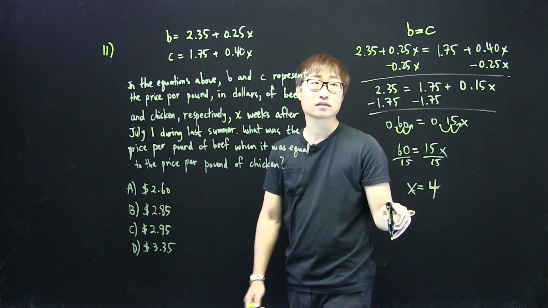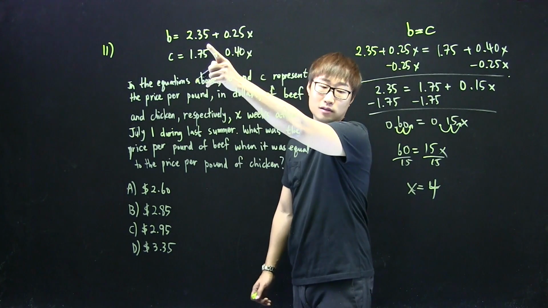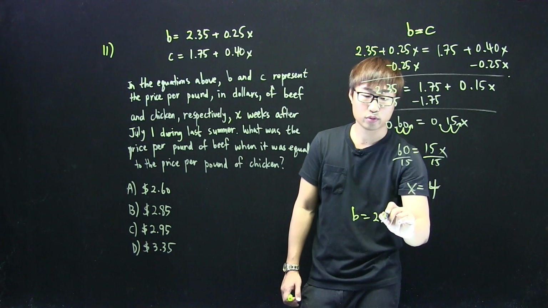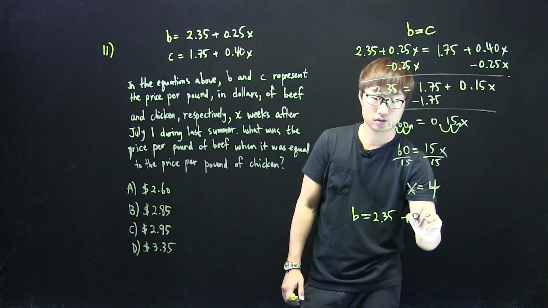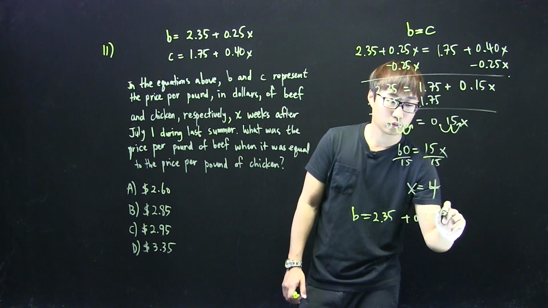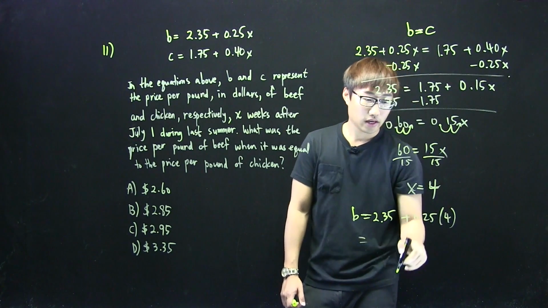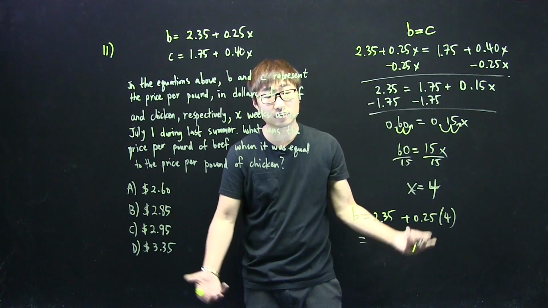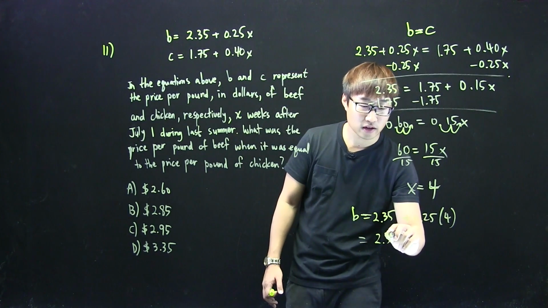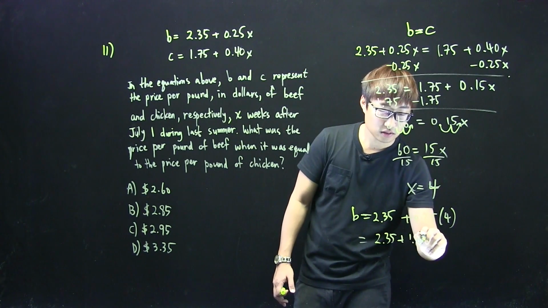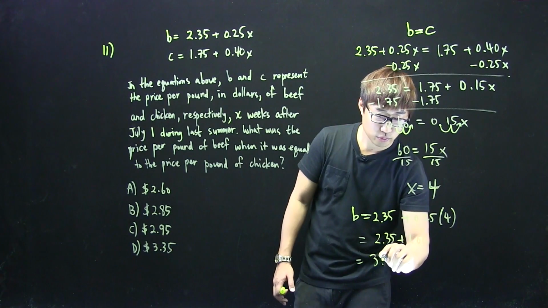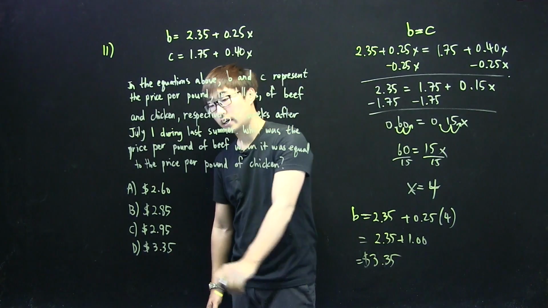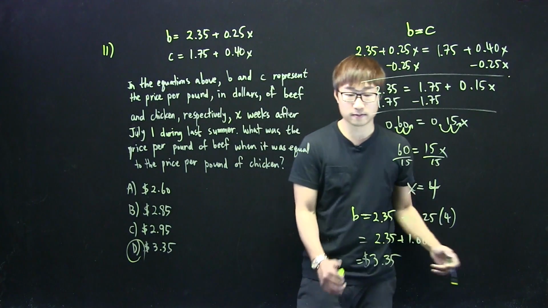So now we got the x. Plug it back in to the B equation. So B is equal to 2.35 plus 0.25x, which is 4. Hey, 0.25 times 4? Come on, guys. 4 quarters. How much is that? $1. So 2.35 plus $1, which is equal to $3.35, which is my answer choice D.